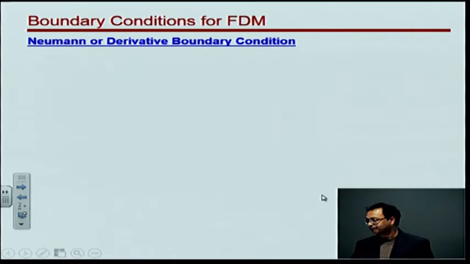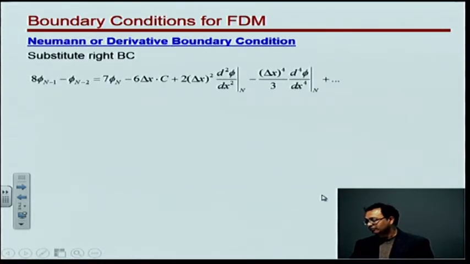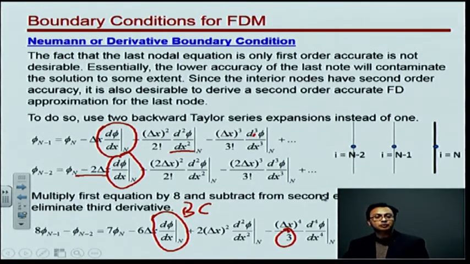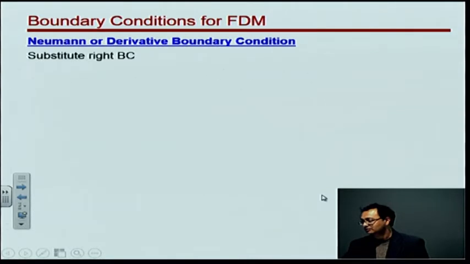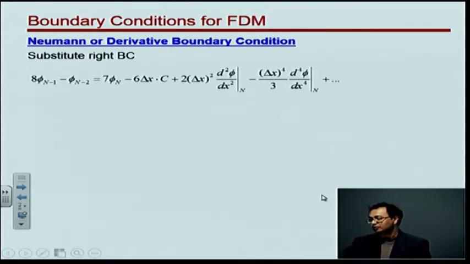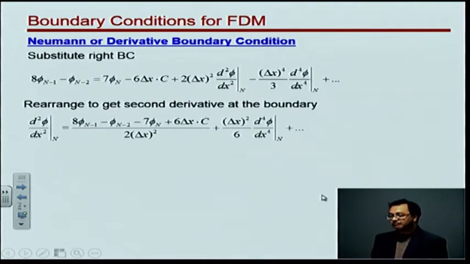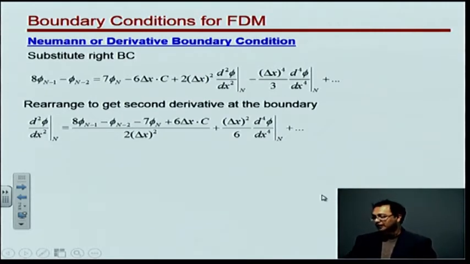All right. Now we plug in our boundary conditions. So let me just go back. Instead of dphi dx, this is where I use my boundary condition. The boundary condition says dphi dx at n is equal to c, c being a constant, and that's what we have plugged in here. And now I rearrange that equation to get the second derivative, and this is what I get. This is fairly straightforward.